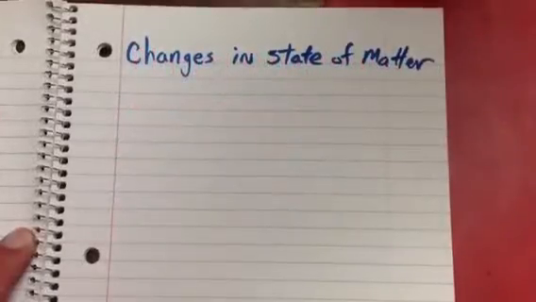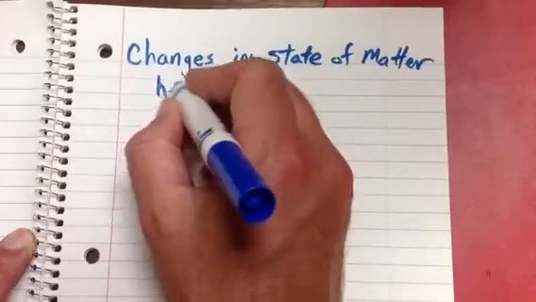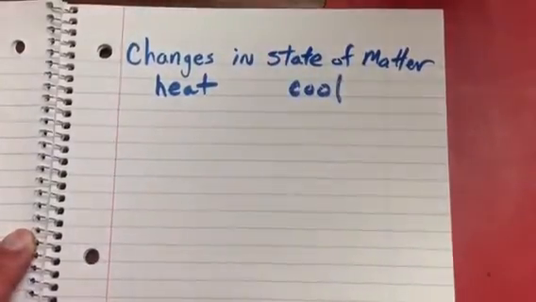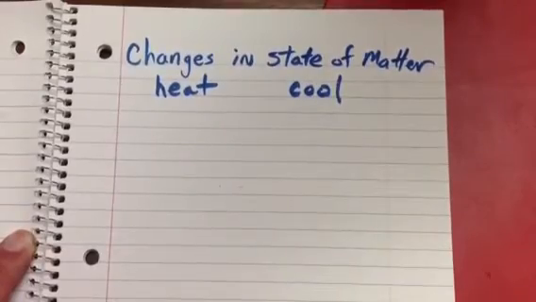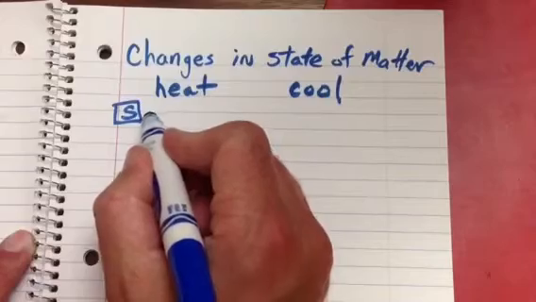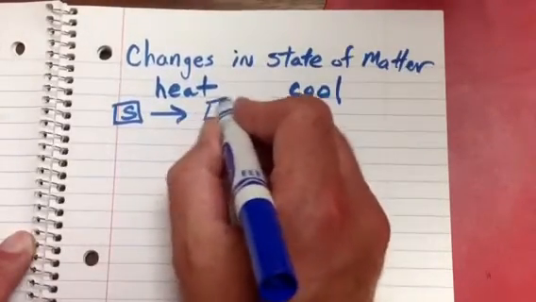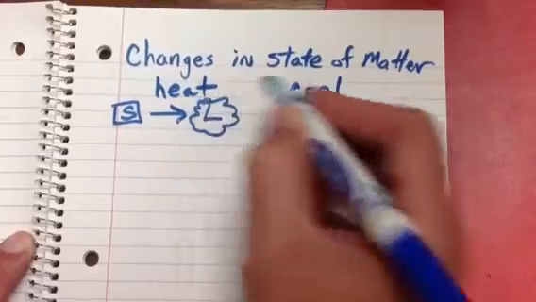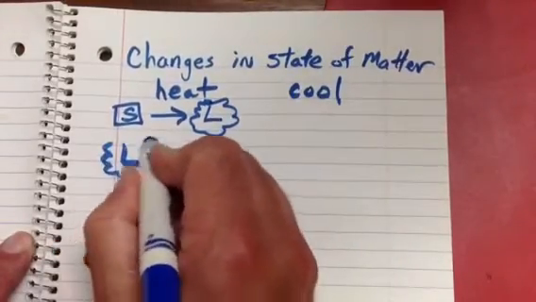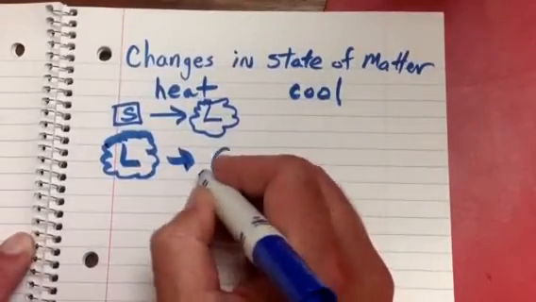Changes occur in the states of matter. Change usually occurs by one of 2 things. We can either heat things up or we can cool things off. When this happens, we have changes to the states of matter. If we heat up a solid, the solid might melt into a liquid. If our liquid gets heated up, it might turn into a gas.